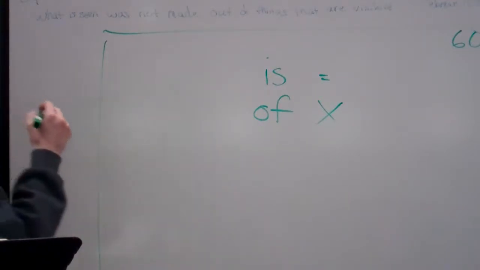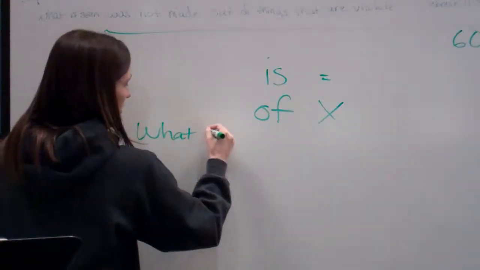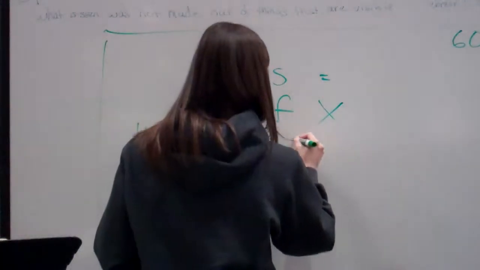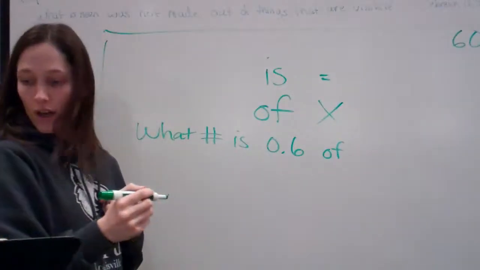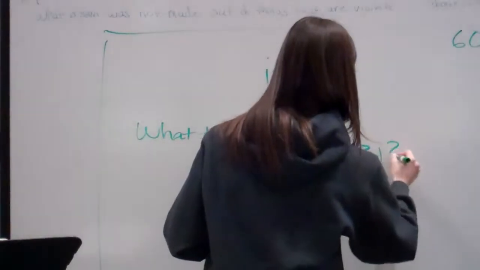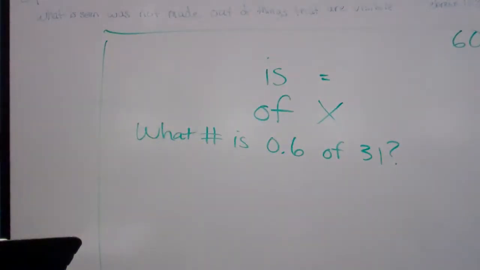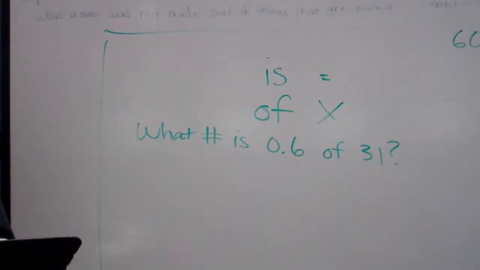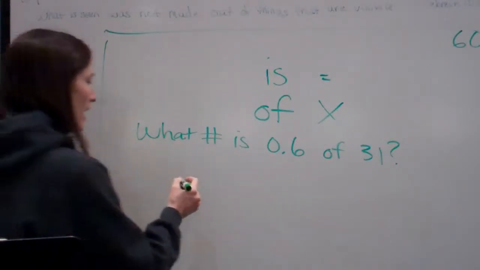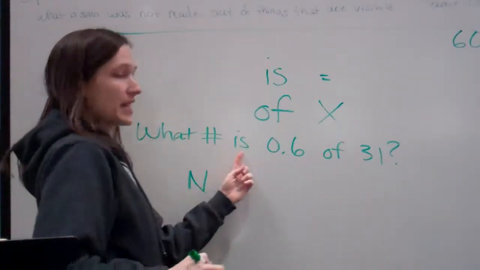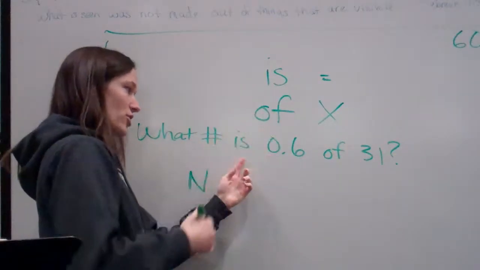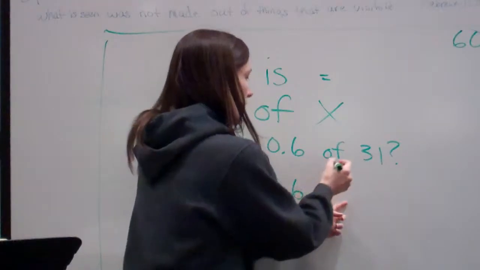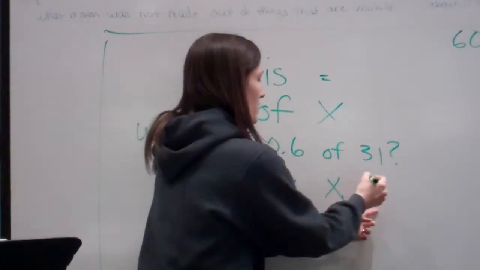Here's the question. It says, what number is 0.6 of 31? That is my question. Okay? So what number, I'm just going to put an N in there, or I could put an X or a W, whatever. Okay, I'm going to put an N. And what does "is" mean? Equal, yes. Okay, 0.6 of, times 31.